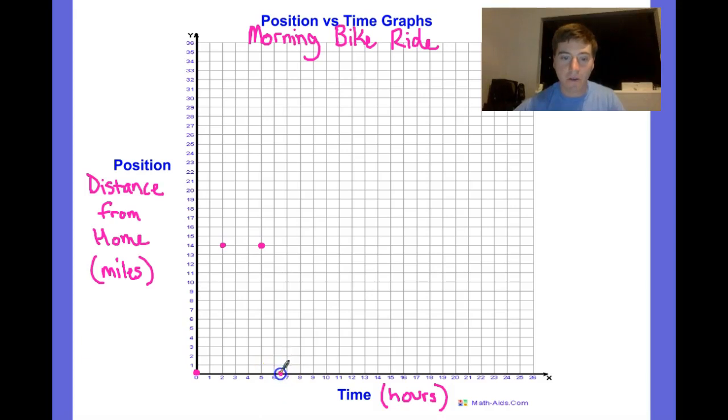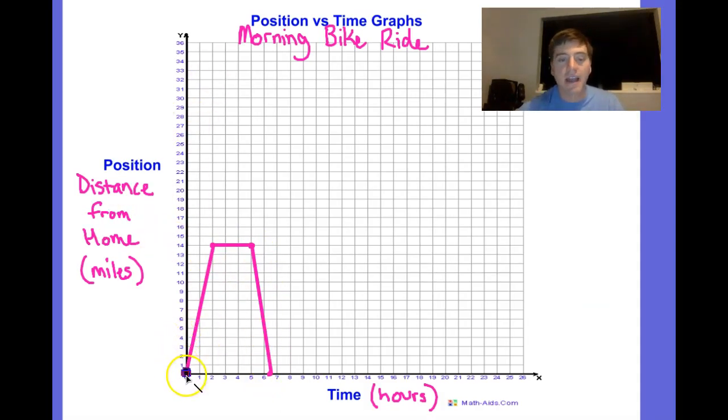So these are my 4 points. I started at home at time 0. After 2 hours, I'm at 14 miles from home. And then I stayed there for 3 hours. I'm still at 14 miles from home. And then I went back. Let's connect these with a line.